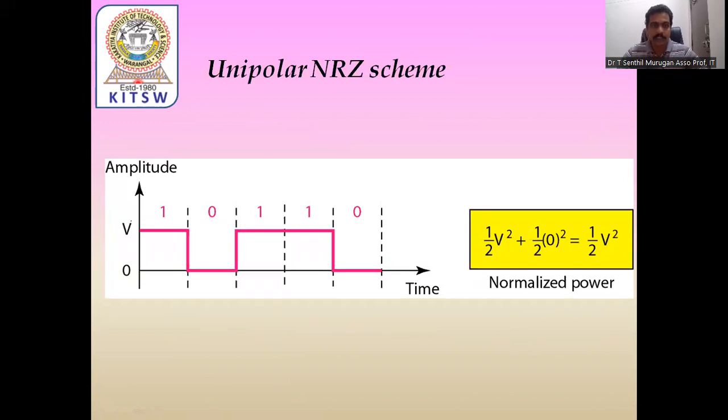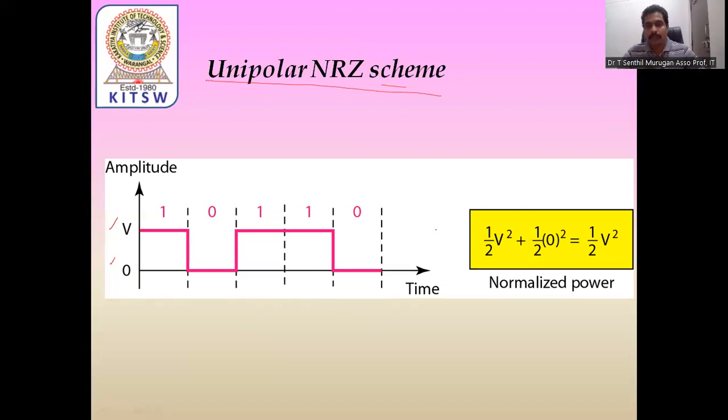How does it work? You see it is on only one side. Here is the unipolar non-return to zero scheme. 1 means positive voltage, and 0 means there is no signal. So 1 is represented above the timeline; if we represent below the line, then there is nothing above the line. Only one side will be used.